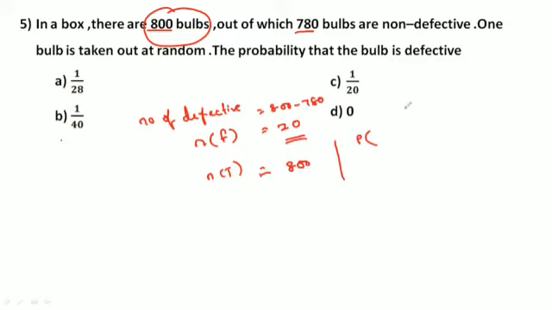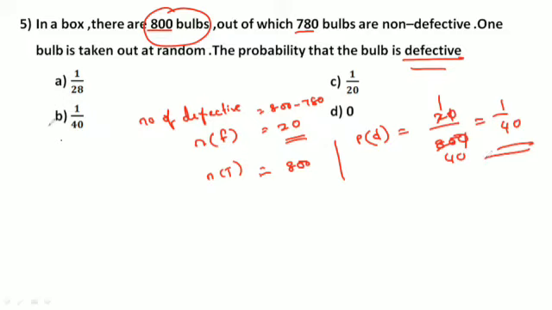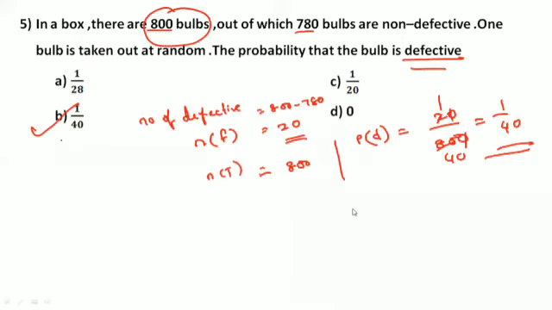The probability that the bulb is defective is equal to the number of favorable outcomes, 20, by the number of total outcomes, 800. Now please cancel, children. 0 0 cancel, 2 1s and 2 40s. Now that is equal to 1 by 40. So which option is the absolutely correct option, children? Option B is the correct option. Right, children, let us go to the next problem.